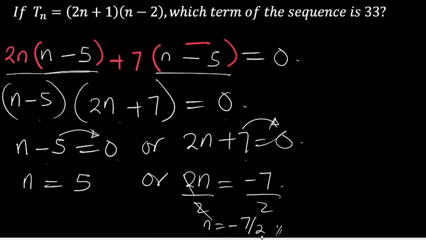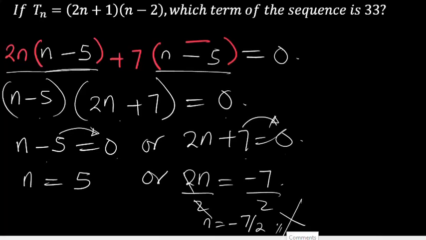Since n is not an integer here, and is also a negative value, this is not the solution to this problem. The solution to this problem is n equal to 5, because 5 is an integer and is a positive value. So the final answer is n equals 5.